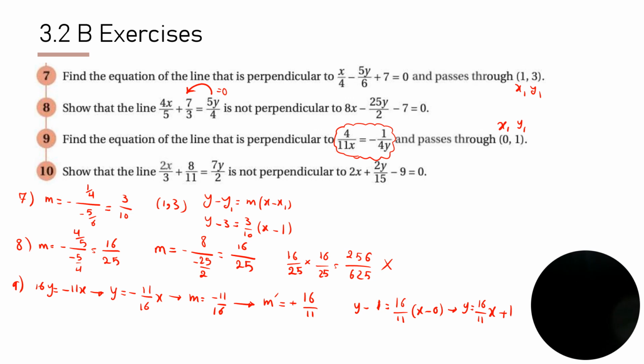Okay, question 10. Show that the line 2x over 3 plus 8 over 11 equals 7y over 2 is not perpendicular to 2x plus 2y over 15 minus 9 equals 0. It is almost completely the same as question 8. You have to move 7y over 2 to the left side to make it general form. Find the gradient, also find the gradient of the second line, multiply them, and show that it will not equal negative 1. You can do it by yourself.